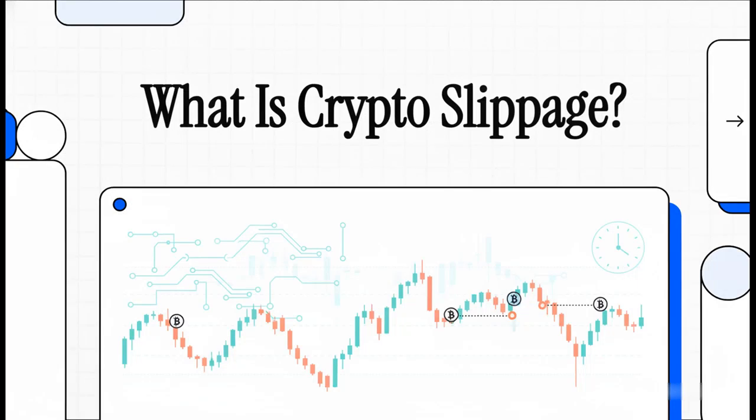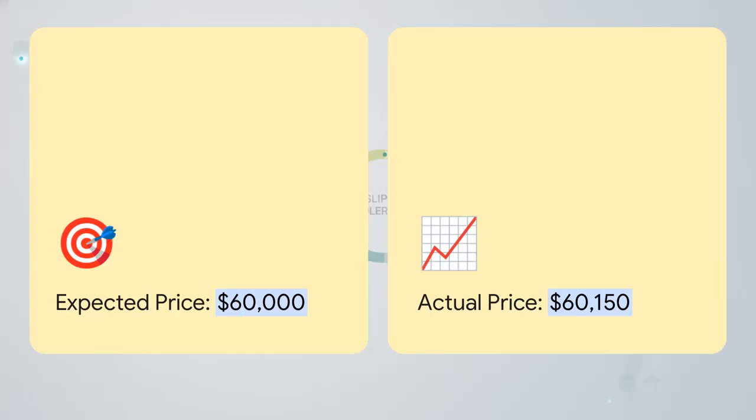Today, we're jumping right into a hidden market mechanic that honestly catches almost every new trader completely off guard. We're talking about crypto slippage. We're going to break down exactly what it is, why it happens, and most importantly, how you can take control of it.